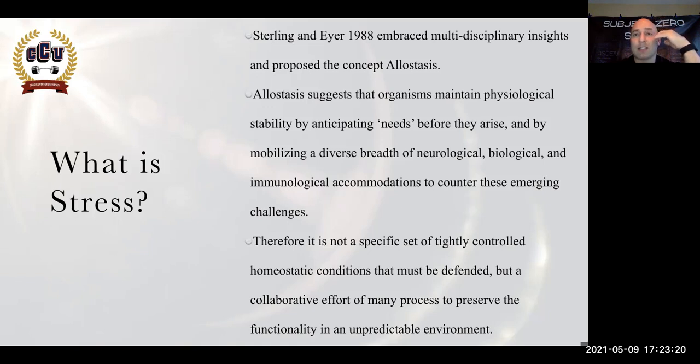So allostasis suggests that organisms maintain physiological stability by anticipating needs before they arise and by mobilizing a diverse breadth of neurological, biological, and immunological accommodations to counter these emergent challenges. So, in theory, it suggests that when challenged, entangled networks of neural and biological collaborators orchestrate responses that deploy arrays of systemic mediators modulated through densely interconnected nonlinear feedback and feed-forward linkages.